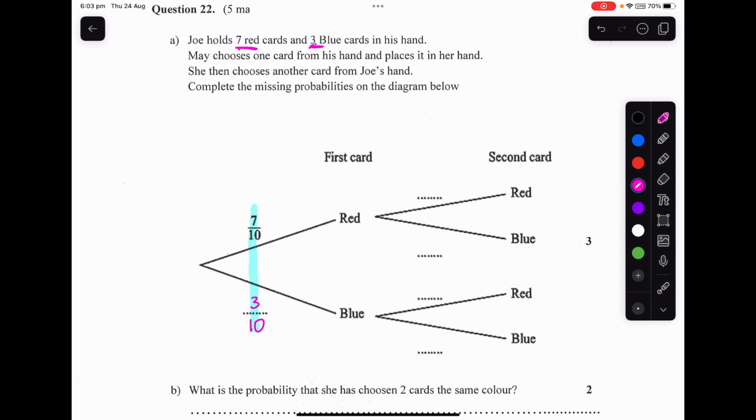Now, when she takes the card, she places it in her hand. So the second time she takes a card, he now only has 9 cards in his hand, and that's going to be for everything on that side on the second card. So just put all your 9s there. Now, we can work it out. There's 7 red, 3 blue. If we take a red out, there's only 6 reds left, so 6 out of 9 chance to get another red. If a red is taken out, we still have 3 blues left. And then you're just going to double check: does 6 over 9 plus 3 over 9 make 1? Yes, it does.